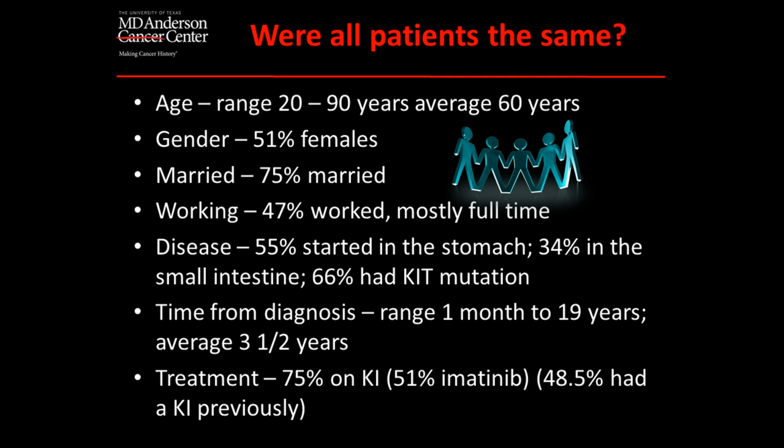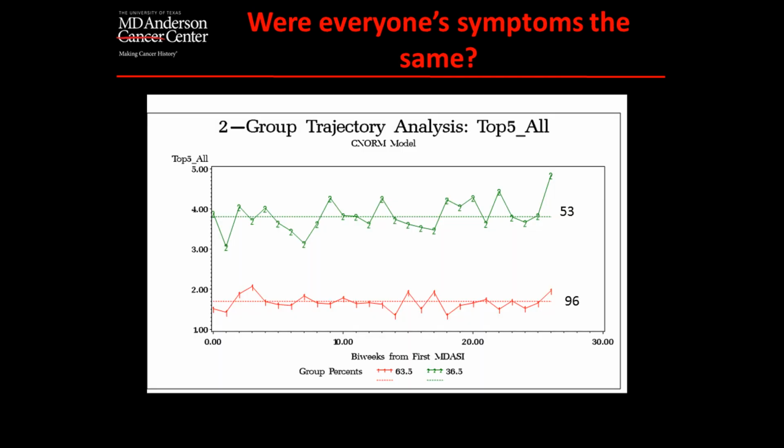75% were on a kinase inhibitor, and of those, 51% were on imatinib. And then the others were on a variety of kinase inhibitors, including both those that were considered standard of care after imatinib failure, and also there were some investigational drugs. 48% had had a kinase inhibitor before also. And this was, I think, very interesting for us to understand.